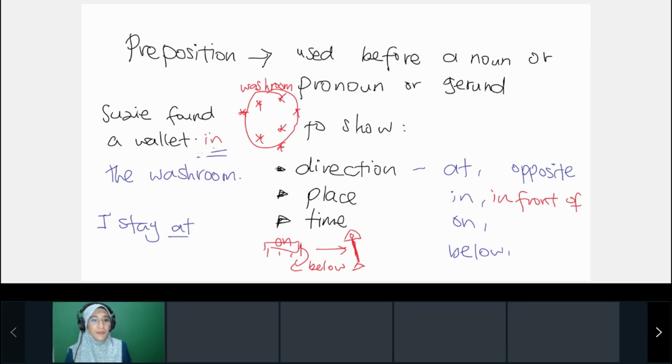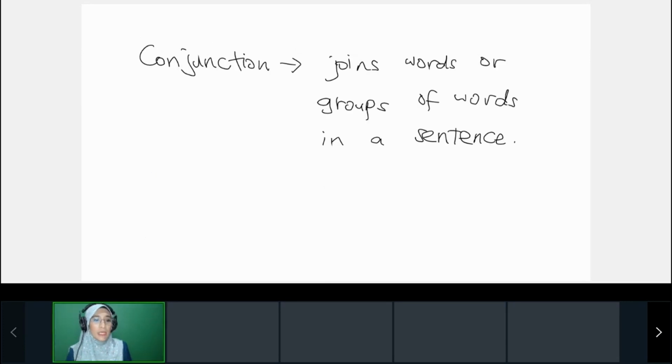Okay, next one is your conjunction. Your conjunction joins words or groups of words in a sentence. Conjunctions are pretty simple. A lot of us love to use the word and. Like, for example, you can say, Tom and Tim are friends.